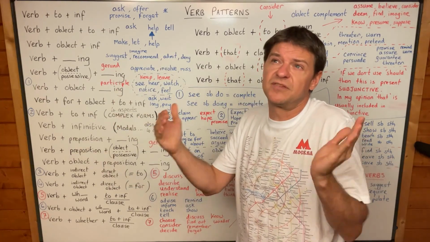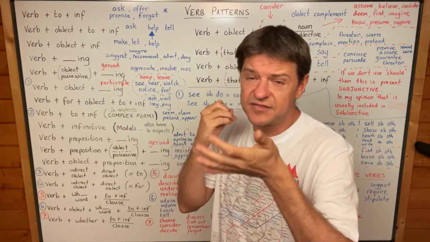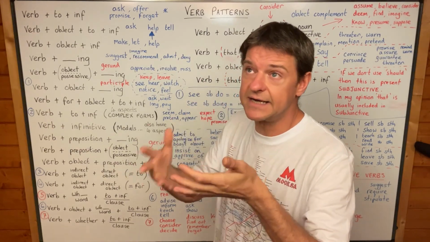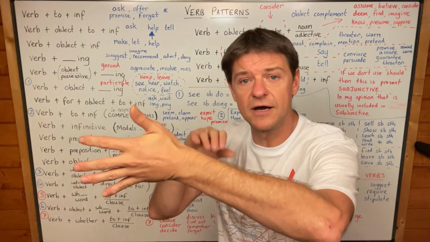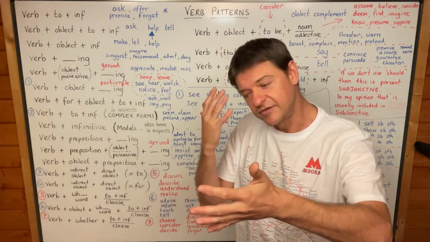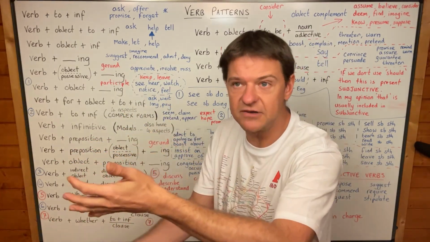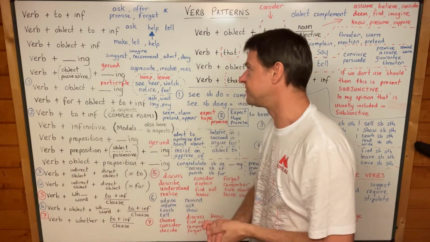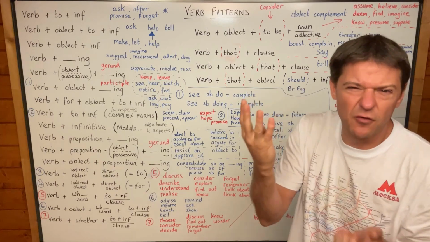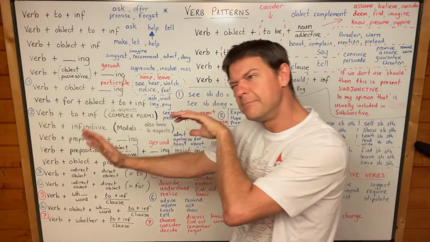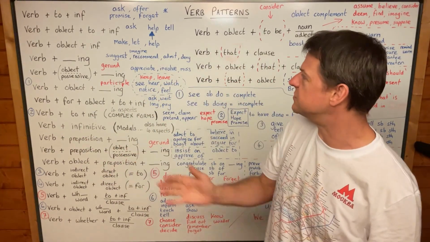Need is simply, if it's active, then it's need to do. Yeah, I need to clean the windows. But if we make the windows the subject, the windows need cleaning. So it's the passive form which is gerund, and the active is to plus infinitive. But as you can see, it's only 4 verbs really, which mean different things with to plus infinitive and gerund.